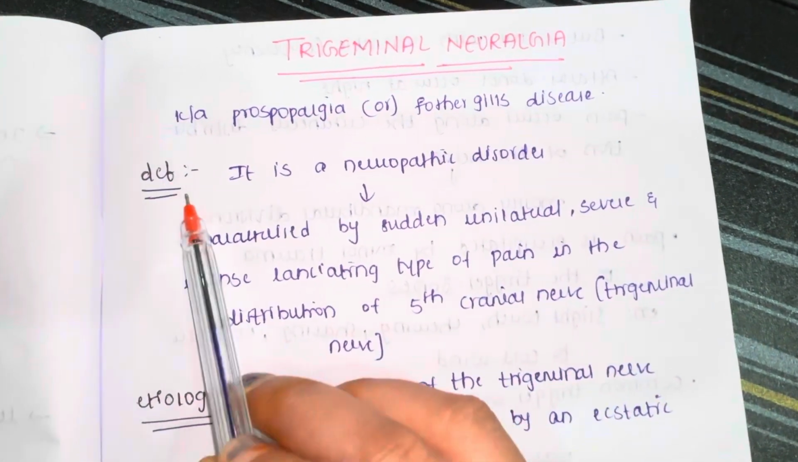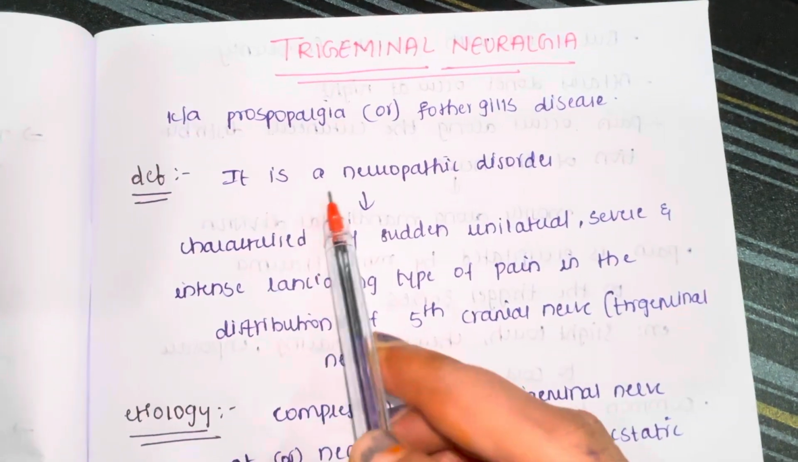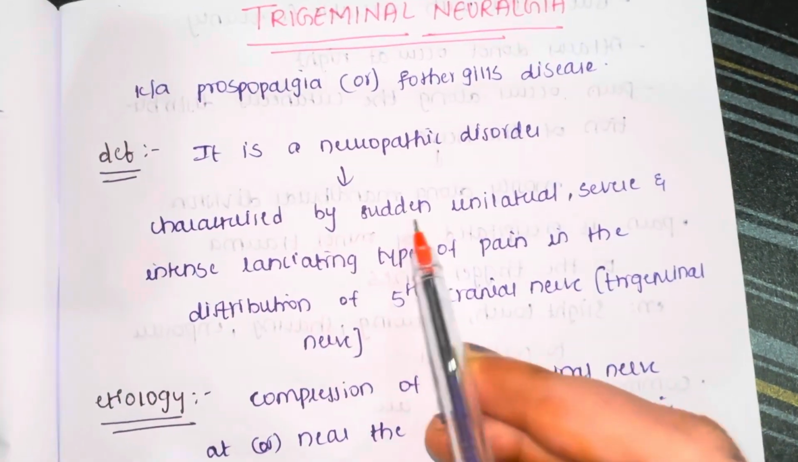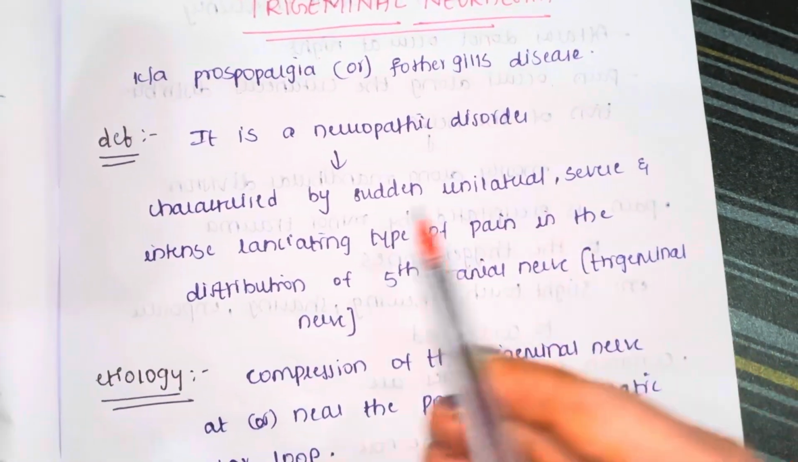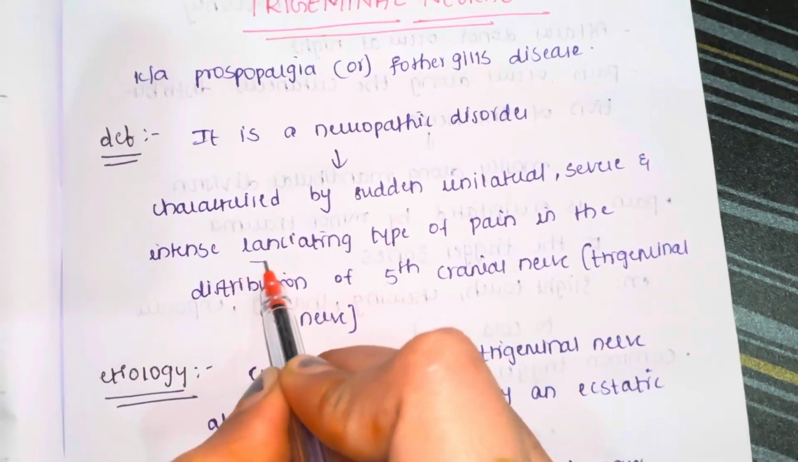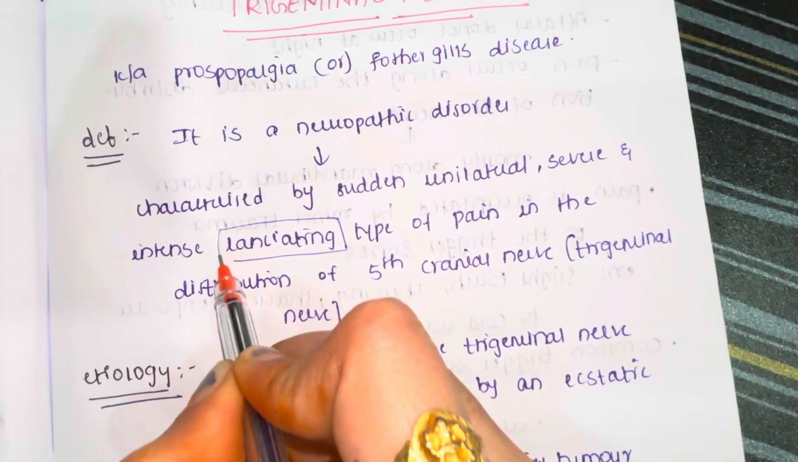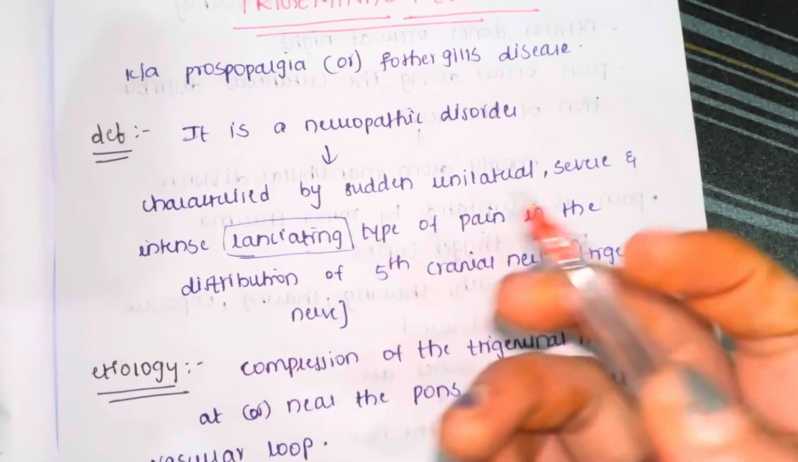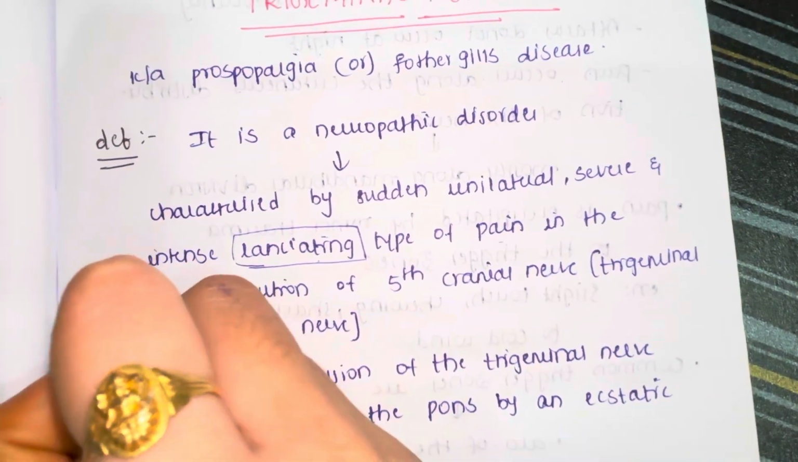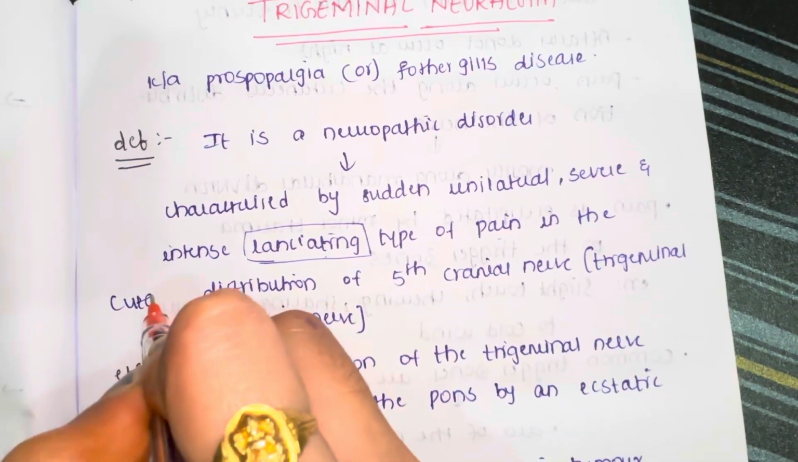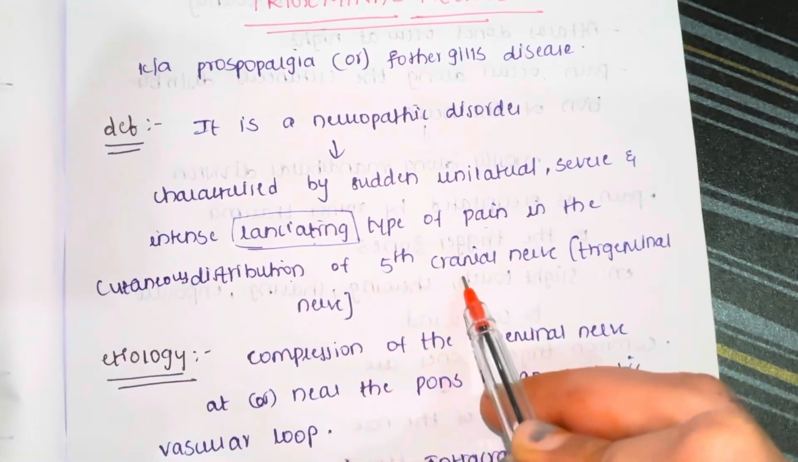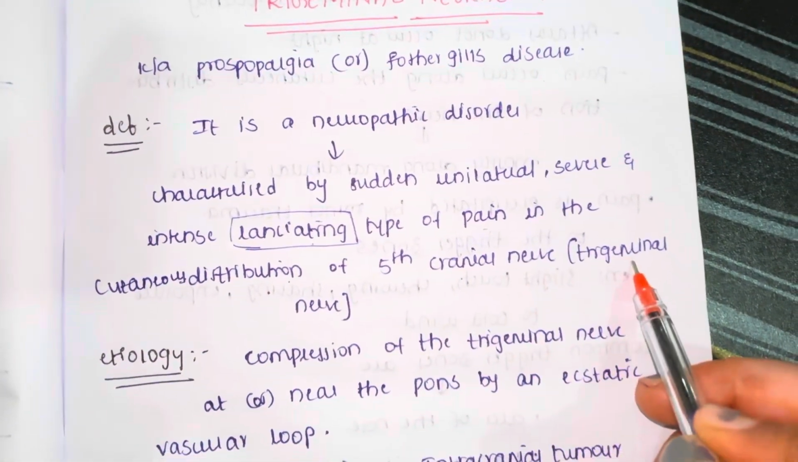So, definition. It is a neuropathic disorder which is characterized by sudden, unilateral, severe and intense lancinating type of pain. Okay, remember this point. Lancinating type of pain in the cutaneous distribution of the fifth cranial nerve, that is the trigeminal nerve.